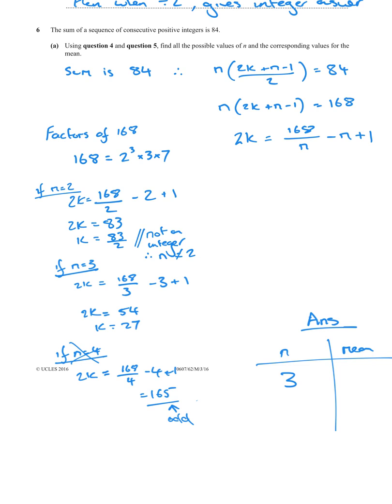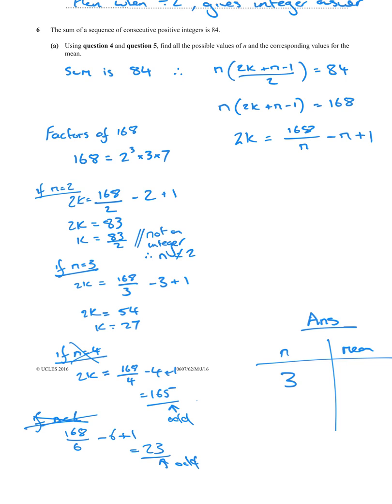Right, next, I'm not going to bother trying with n is 5, because it's not a factor of 168. There's no 5 as a prime factor. So let's go to the next one, which would be n is 6. Then we get 168 over 6 minus 6 plus 1, which equals 23, which again is odd, so I'm not going to bother with that one.